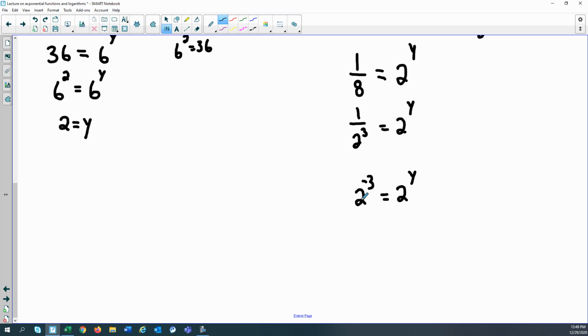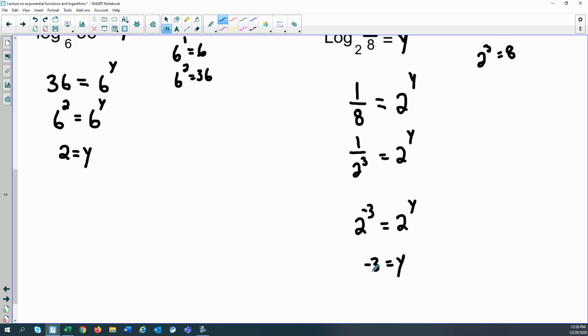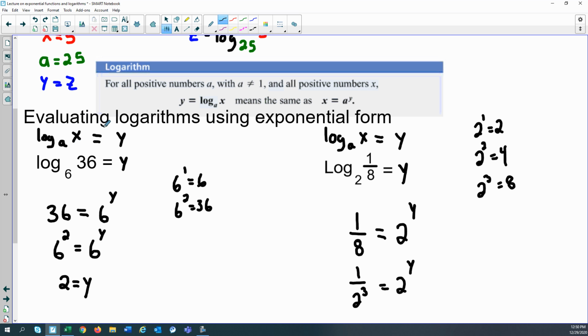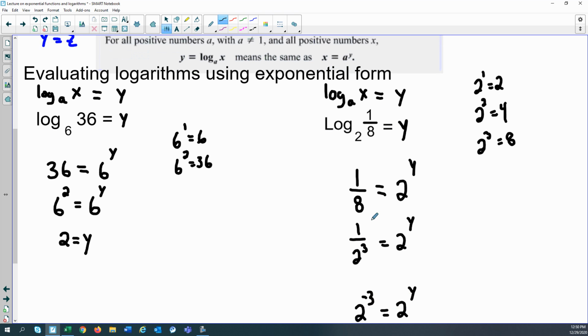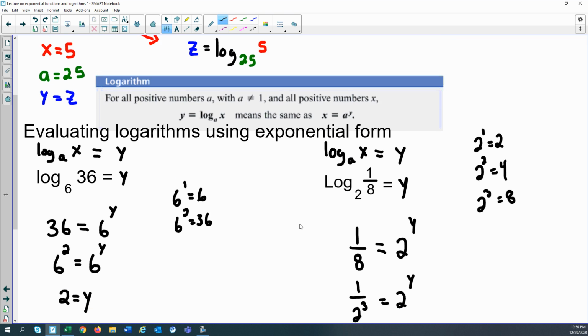So 1 over 2 cubed is the same as 2 to the power of negative 3. And then we can use our rule to say negative 3 equals 1. So the solution to log base 2 of 1/8 is negative 3. So that's evaluating logarithms using the exponential form. We're converting it to one form that we're a little more familiar with, and we can modify it so that we can find our solution for that exponent.